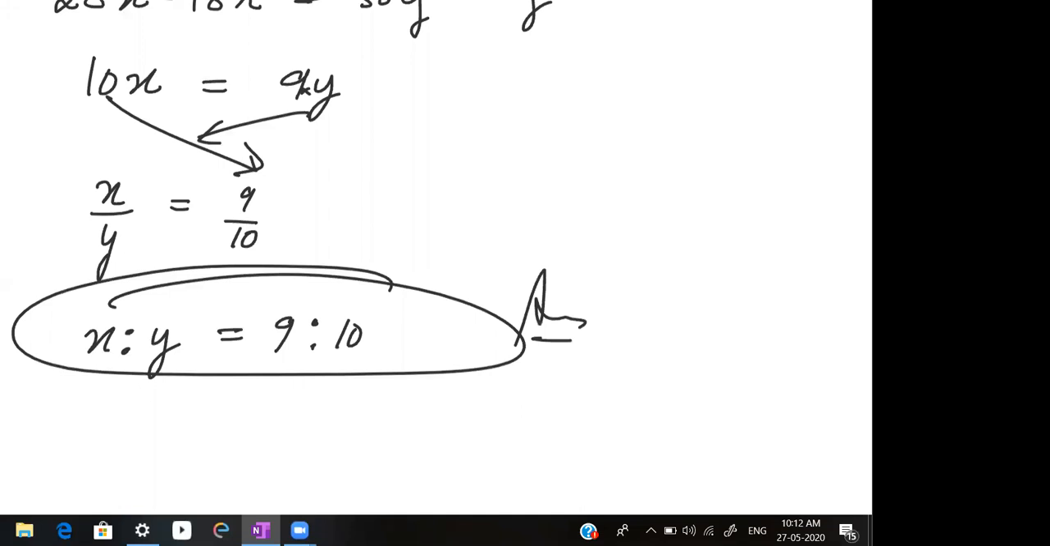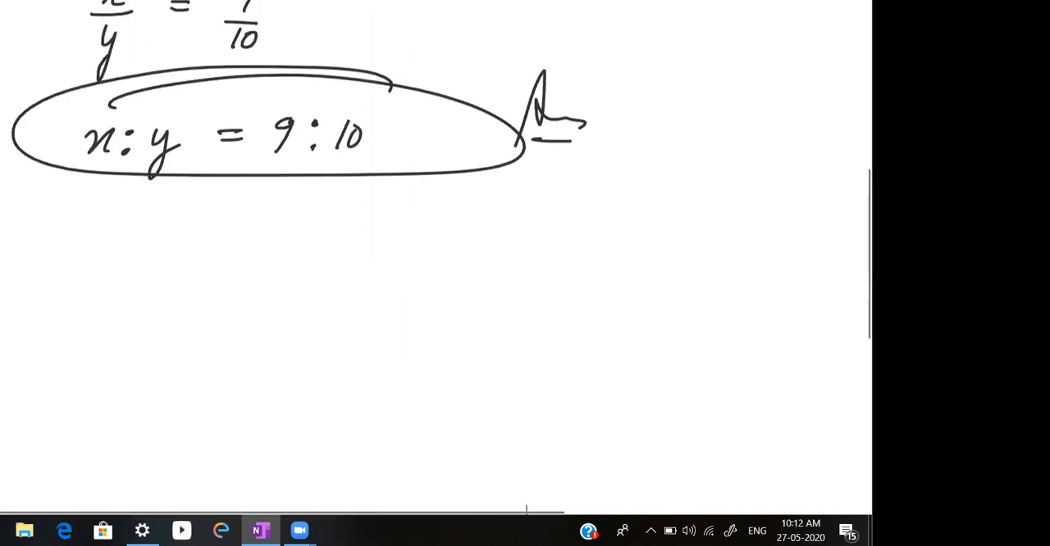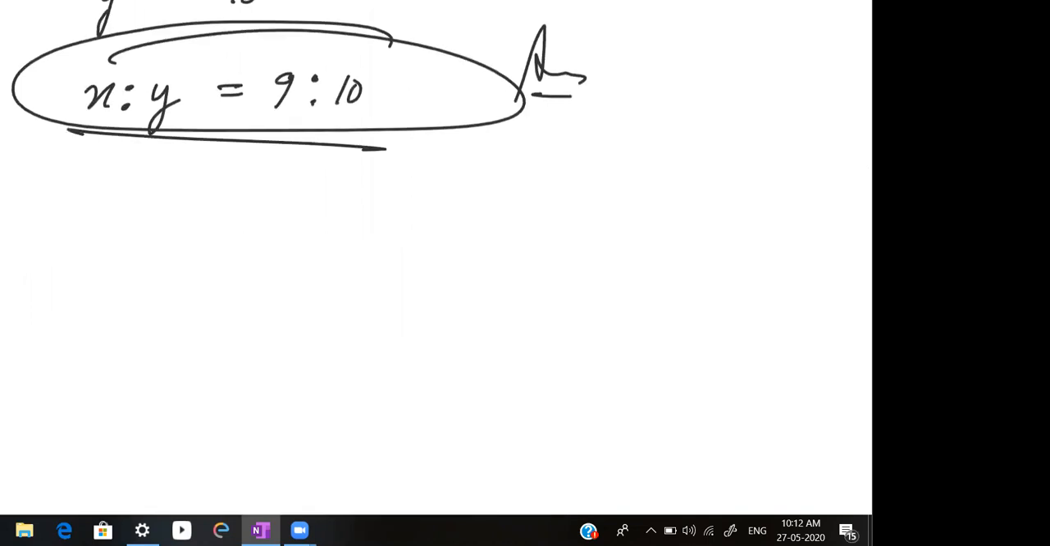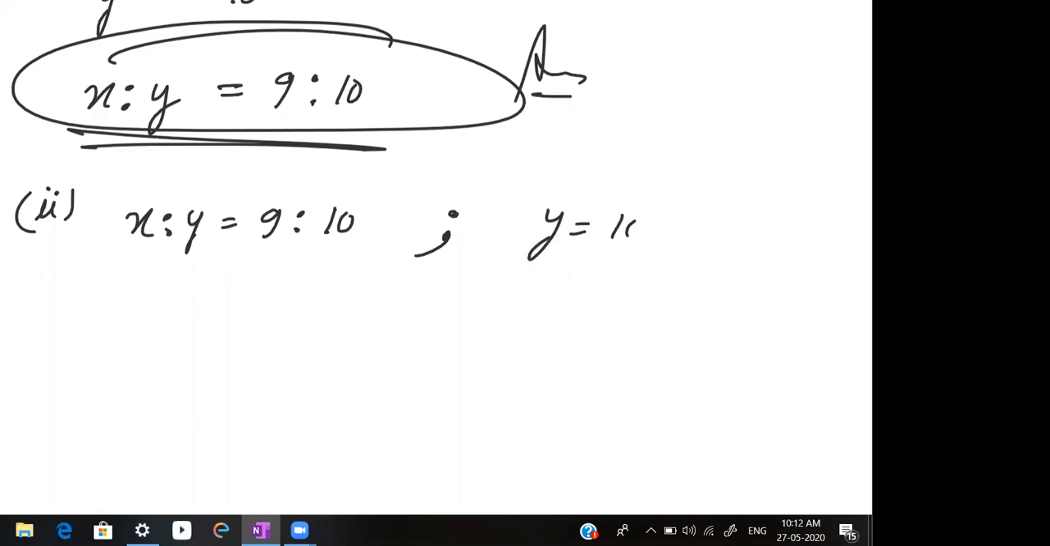Now in second part we have to find the value of x if y is equal to 10. So in second part we have to start the question from here only. We will write the answer of first part, x ratio y is equal to 9 ratio 10. We know this. Now the value of y is 10, given in the question. Look at the question, the value of y is given, which is 10. So we have to find the value of x.